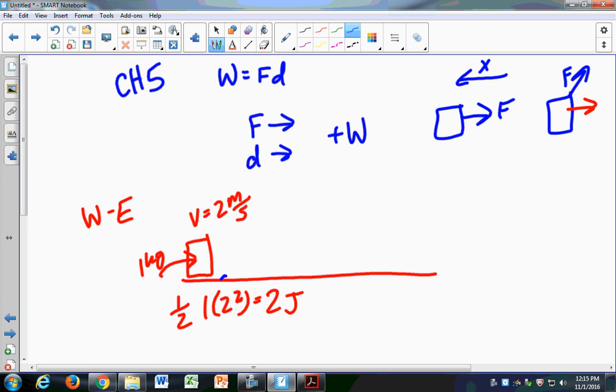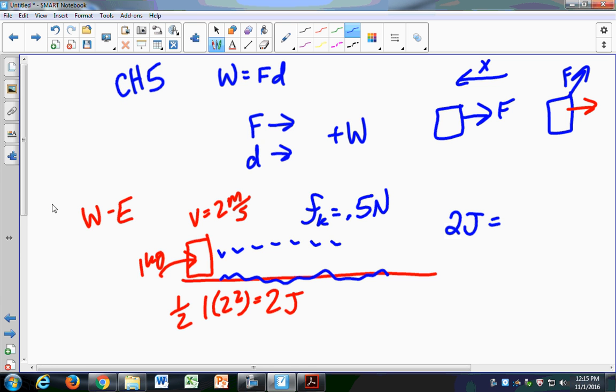And then let's say that on this surface, I have a kinetic frictional force equal to 0.5 newtons. And how far would it take for that object to stop? Would you know how to work that? We've had various problems like this, but this object is going to travel along this frictional surface, and that frictional force is going to take away energy from that object. It has an energy of 2 joules, and it's going to stop when all of that is taken away. So I say the kinetic friction times the distance that it travels. So 2 joules equals 0.5 newtons times d, and so d equals 4 meters.